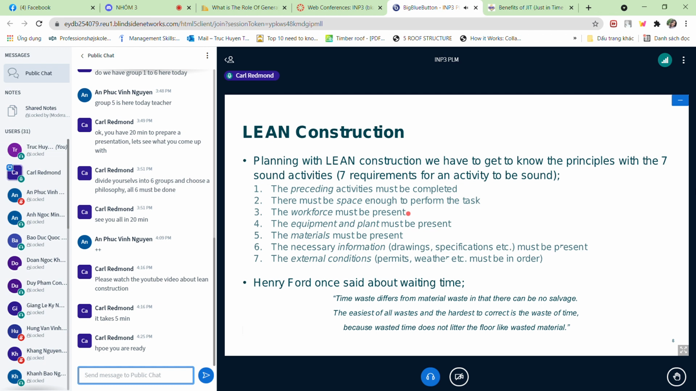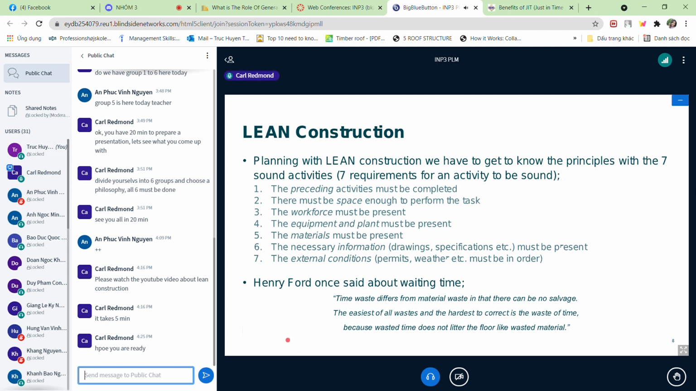And it's the same if we take number 4, the equipment and the plant must be present. If there's problems there, we still have a problem. We still have a stop in our production line. So this thought about how we should make sure that our activity can flow easily and be done with, is that we look at the 7 points here, and if they are all present, then it shouldn't give us any problem.